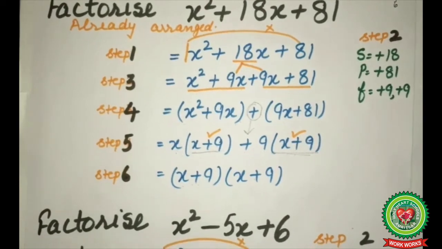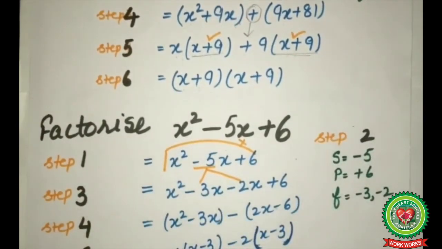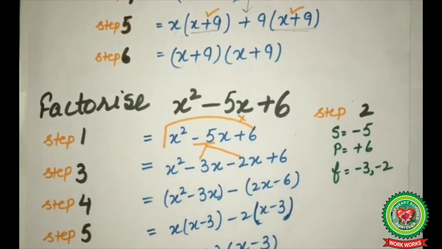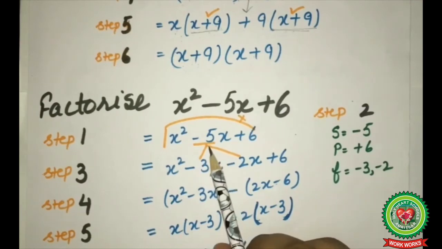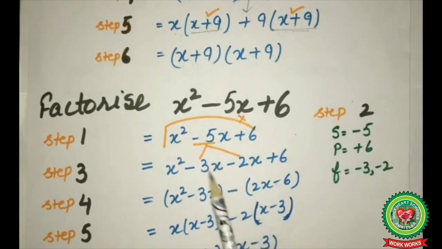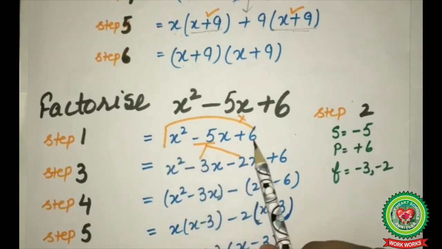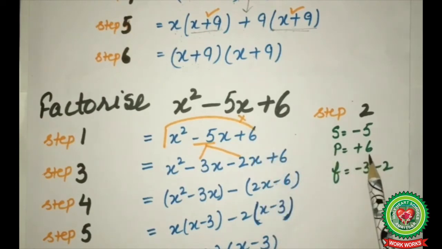The second example is factorize x square minus 5x plus 6. Now in this example also, our first step is already done. So now second step is to identify the sum and the product. Now the sum here is minus 5 because sum is the coefficient of x and product is the product of the coefficient of x square into the constant term, which will give us the product as plus 6.